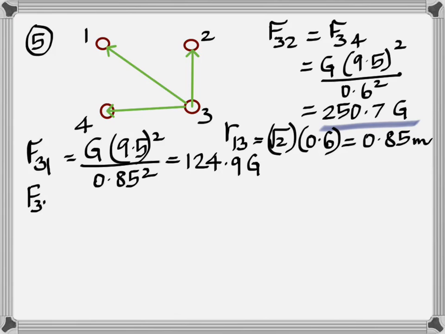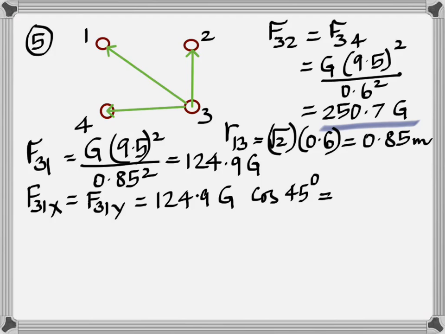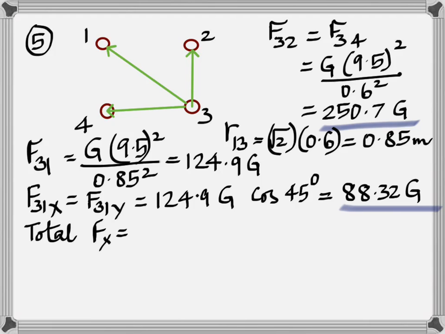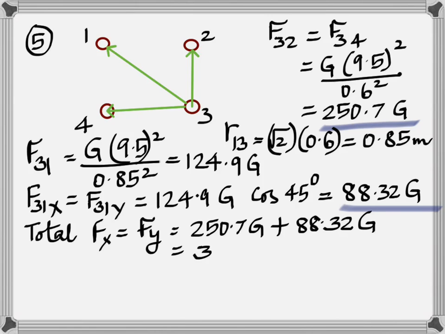and then use the gravitation formula to find the force on 3 due to 1. Now, since that force is neither along the x nor y, it has to be resolved. And surely the two components are going to be equal because the angle is 45 degrees. As given by 124.9 G cos 45 degrees. So you have it as 88.32 G. So now you have the total x component equal to the total y component and will be 250.7 plus this component that we got now. So when you add it, you get 339.